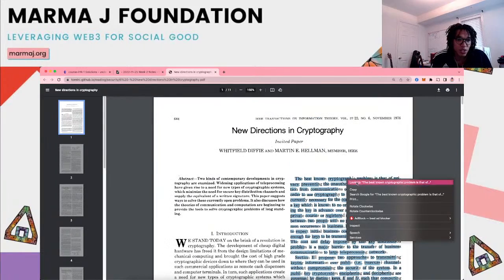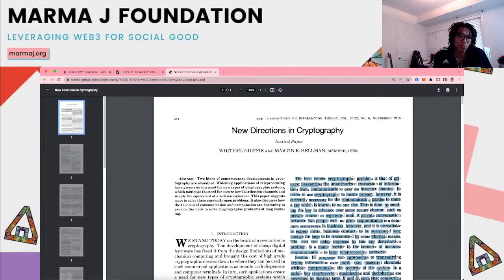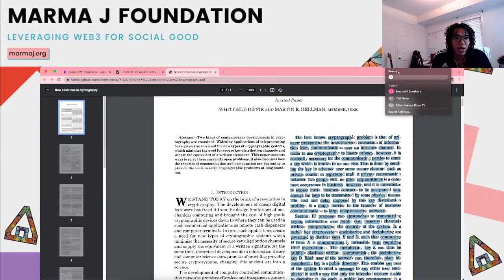You can just right click, hit speech, hit start speaking. They brought this back. I don't know where it went to for a while, but now it's back. And so I'll turn my audio up.